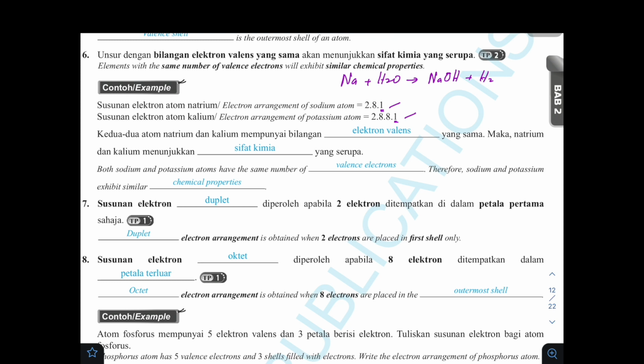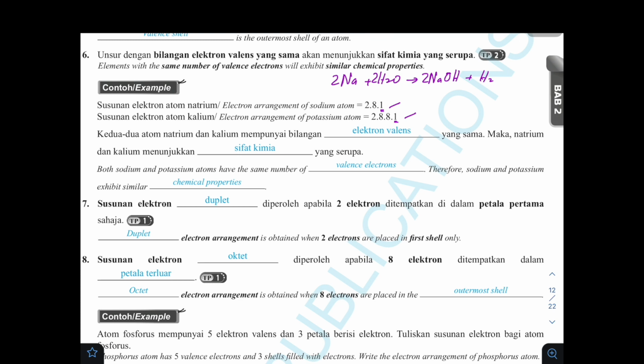Okay, if I balance this equation, kamu akan belajar nanti balancing equation. So I will write like this. I will put 2 here, and then I will put 2 here. Okay, so Na plus H2O will produce NaOH plus H2. This is a sodium hydroxide. NaOH ni adalah sodium hydroxide.